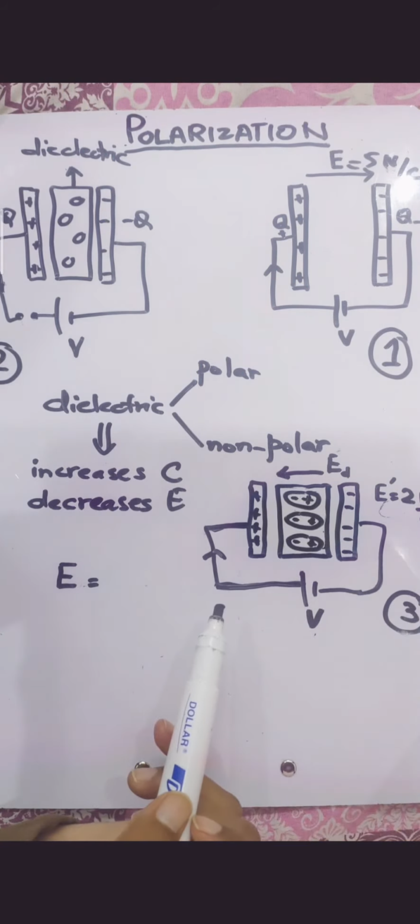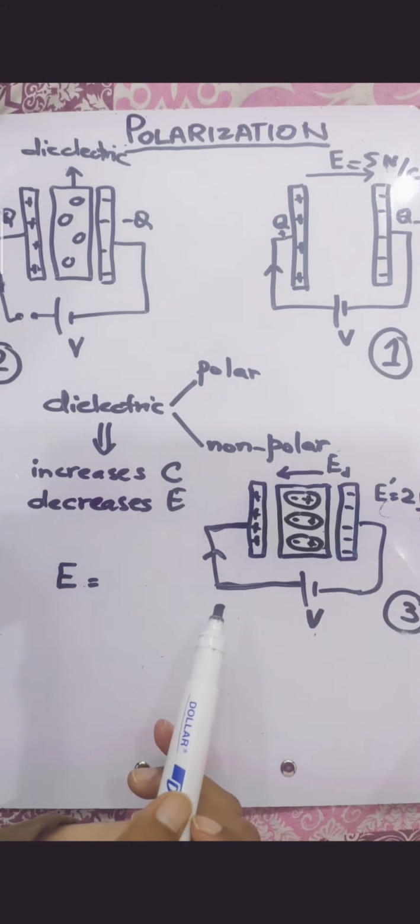To understand this phenomenon, we seek to determine ED, and its value can be determined by subtracting E prime, which is 2, from the earlier value, which was 5, and we get the answer 3 newton per coulomb. That means the value of ED is 3 newton per coulomb in the opposite direction of the electric field. That's why the dielectric always decreases E.